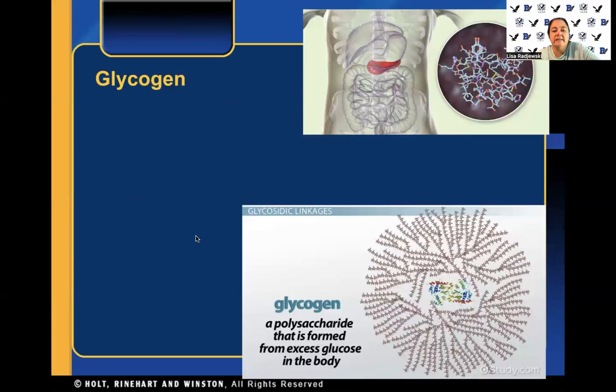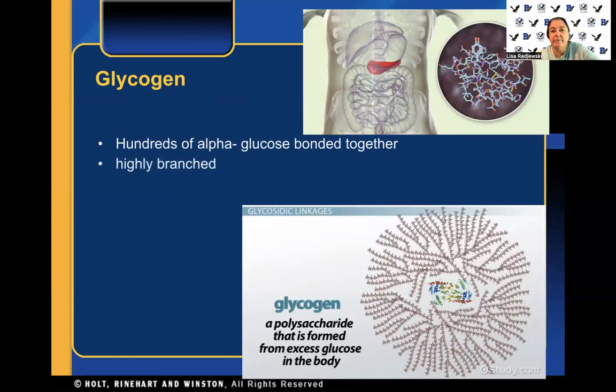Okay, our next polysaccharide is called glycogen. I don't know if you've ever heard of that, but here's a picture of it, and you can see it's super, super branched. So it is also alpha glucose bonded together. It's similar to starch, except it is way more branched than amylopectin. Amylose isn't branched at all. And this is animals' version of storage. We do this in our liver. We store glucose in our liver.